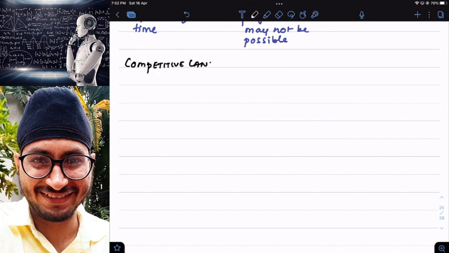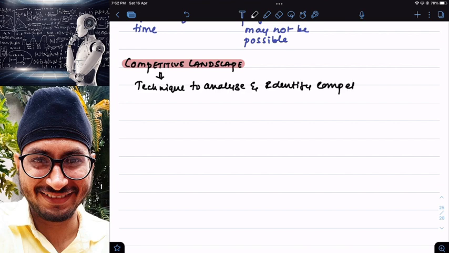Competitive landscape. What exactly do we mean by competitive landscape? Competitive landscape is a technique to analyze and identify competitors. I repeat, a technique to analyze and identify my competitors. I want to analyze my competitors and identify my competitors.